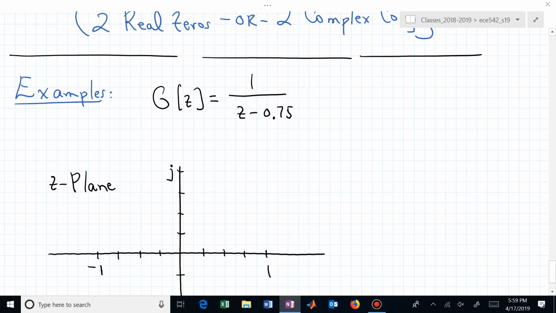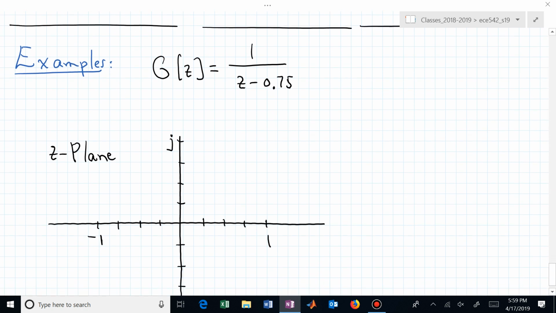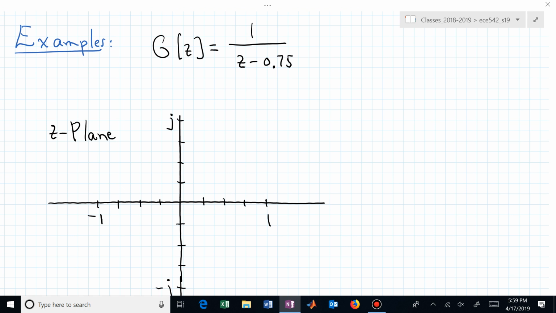Let's look at an example. Suppose somebody gives you the following system or plant, and it's now 1 over z minus 3/4. And you're wanting this to be eventually in a closed loop configuration. Why closed loop? Because open loop is less reliable, less robust. You want the benefit of feedback.